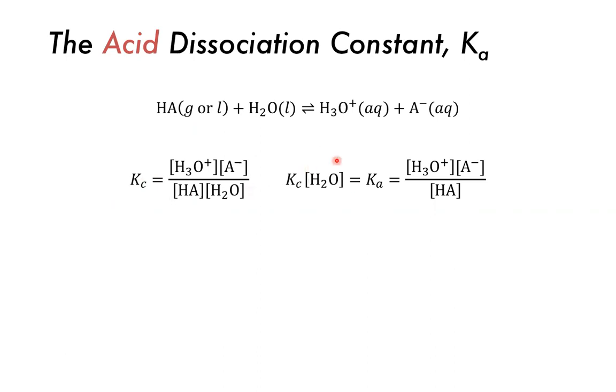Ka is a special form of Kc, wherein the H2O, since it's effectively a constant because it is the major species, the solvent, present in huge excess, is removed from the equation. So we multiply through by the concentration of H2O. We get that on the left-hand side. So we make this term, Kc times the concentration of H2O, equal to Ka, which is equal to the dissociated products of that acid over the acid.